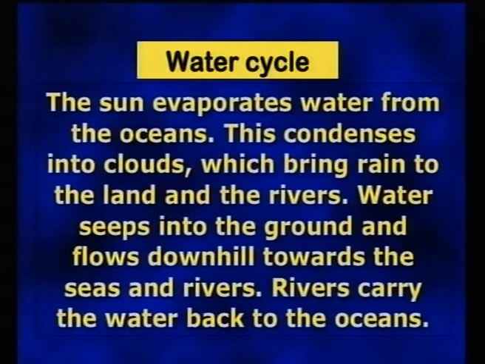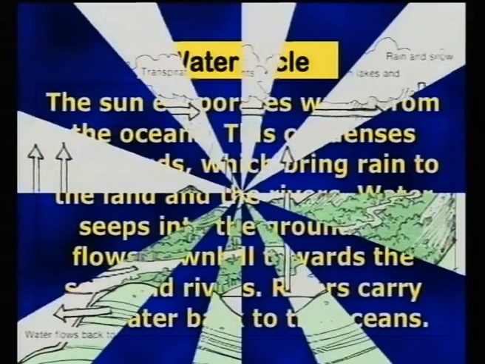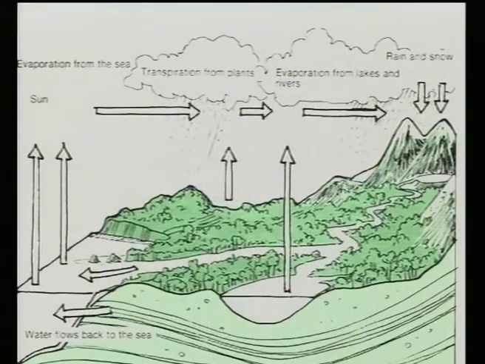And also, plants release water vapor. This is called transpiration from plants, right? Plants release water vapor into the atmosphere. So that's the process of the water cycle which continues. In our previous lesson, we looked at that. Now let's move on.